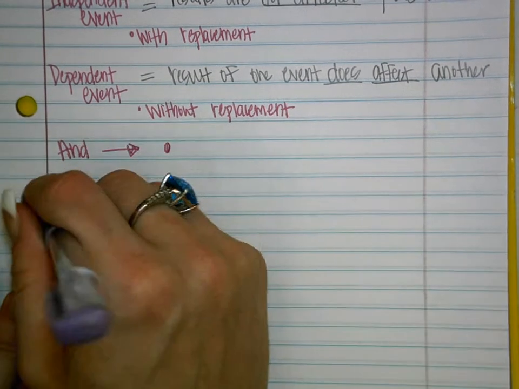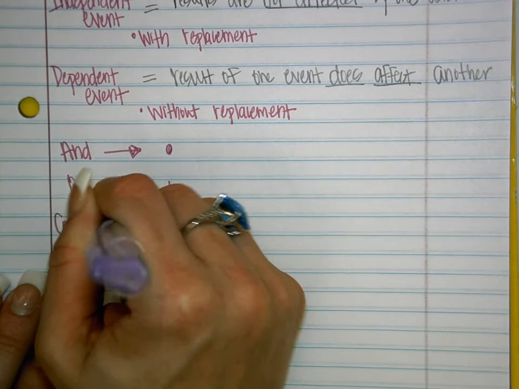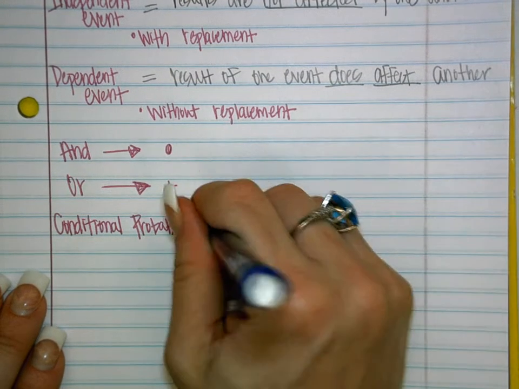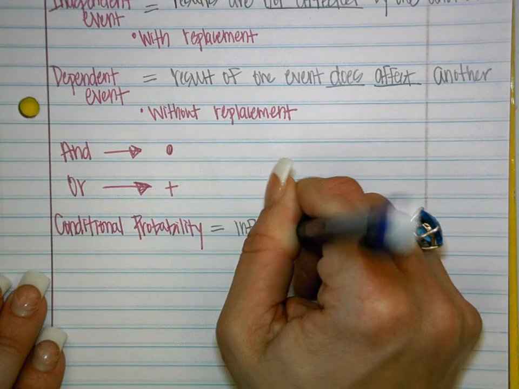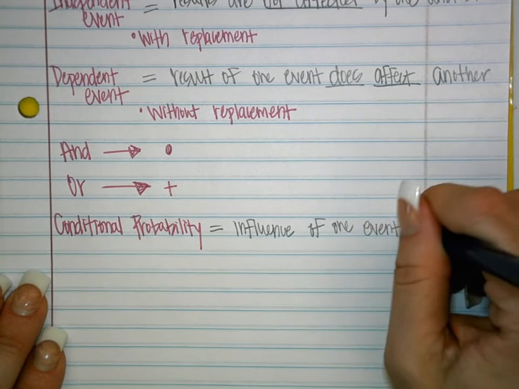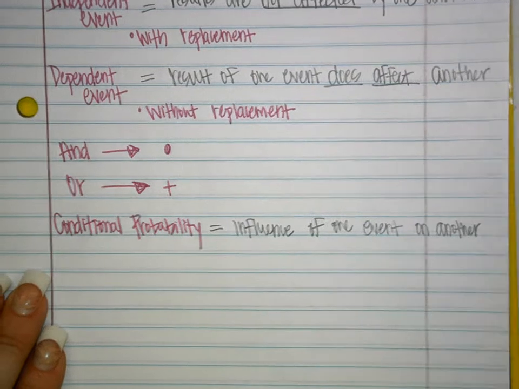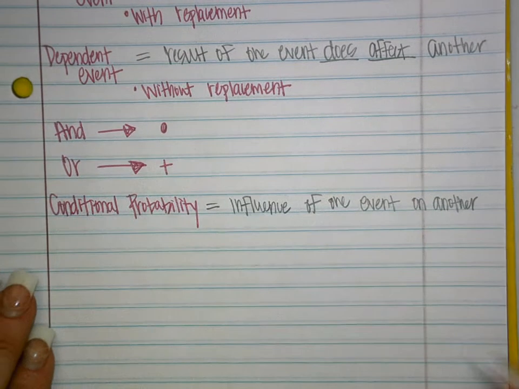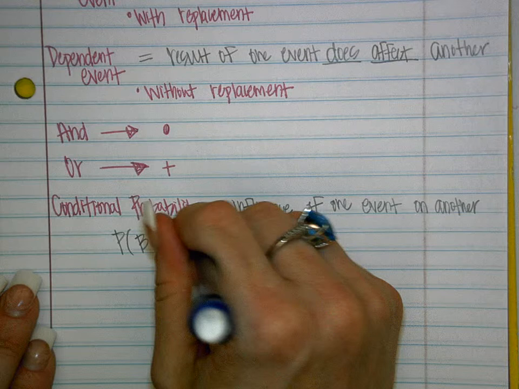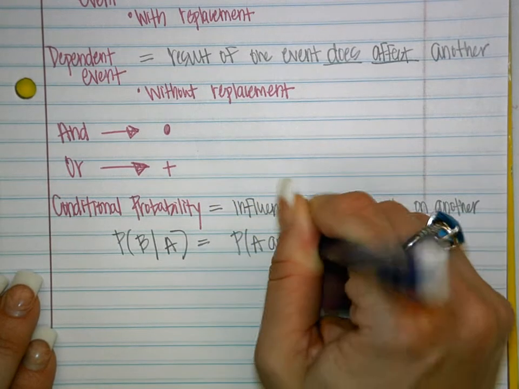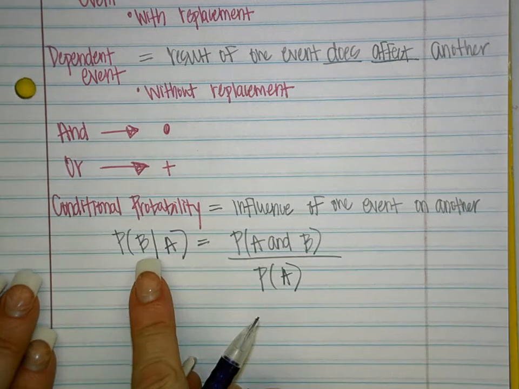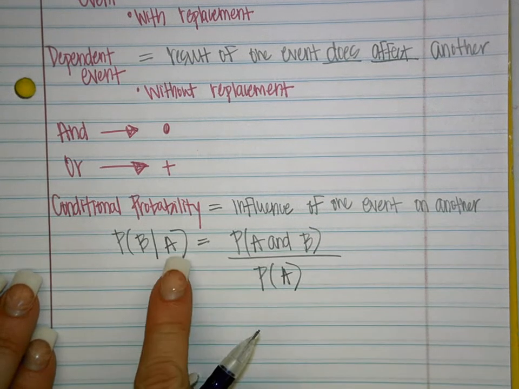And then the last thing we did for this unit was conditional probability. Conditional probability is the influence of one event on another. This one does also have a formula, and you need to know that the probability of B given A, where that line means given, is equal to the probability of both A and B divided by the probability of A, if you're just picking from the first one.